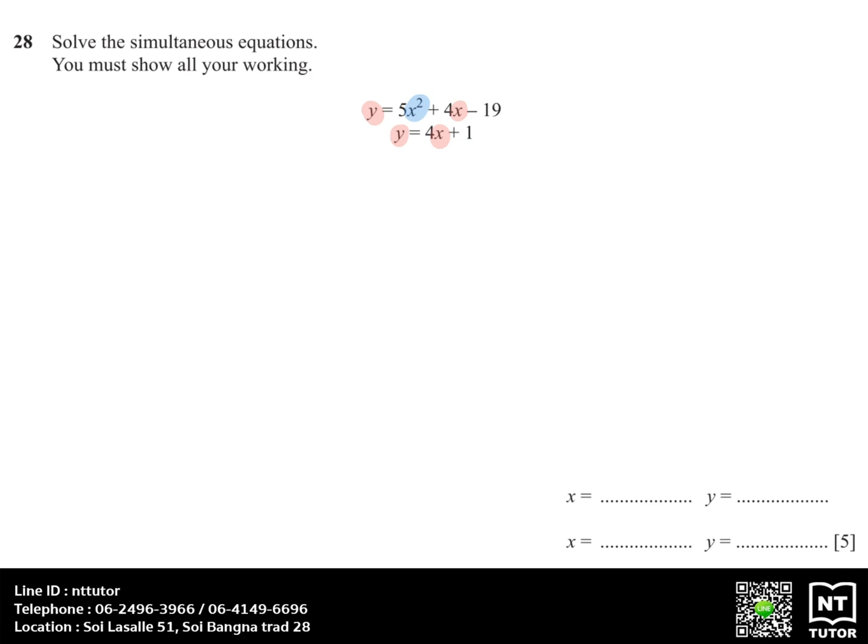One way that we can solve this is to do y equals y. This y equals this y. This means that 5x squared plus 4x minus 19 equals 4x plus 1. And we can try and rearrange the equation so that we have x as the subject of the formula, because by doing this, we got rid of the y variable. So let's try and move all the x's to one side.